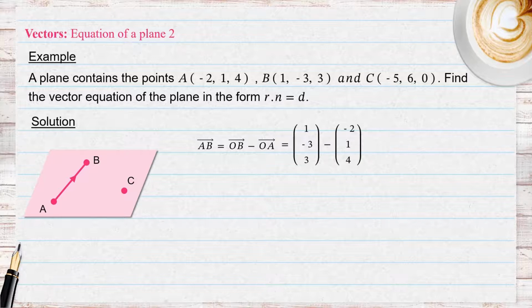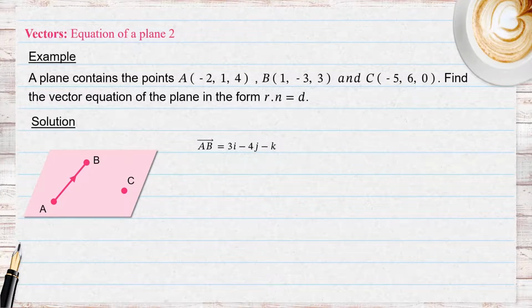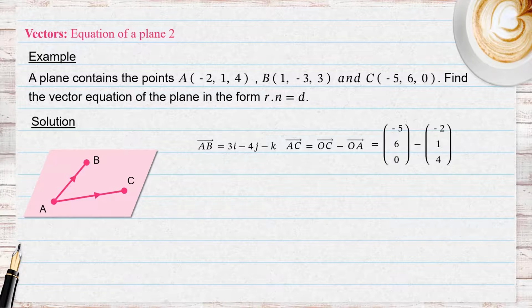So we are going to get AB as 3, minus 4, and minus 1, which I'll write as 3i minus 4j minus k. For the next vector AC, we know that AC is OC minus OA, which is the vector minus 5, 6, 0 minus the vector minus 2, 1, 4, and this gives us the vector minus 3, 5, and minus 4, which I'd want to write as minus 3i plus 5j minus 4k.